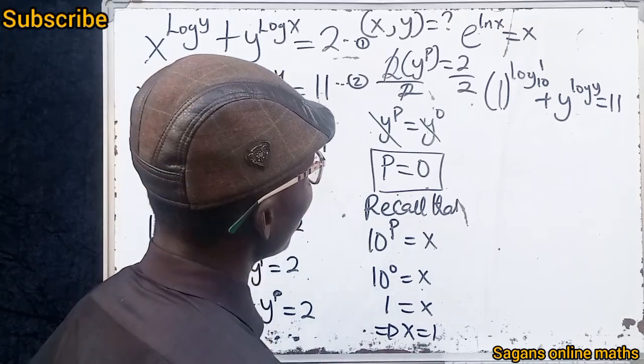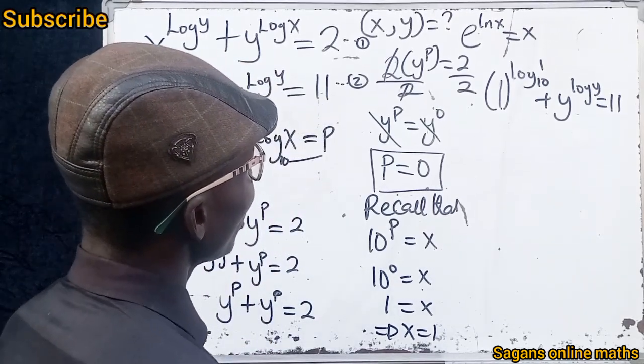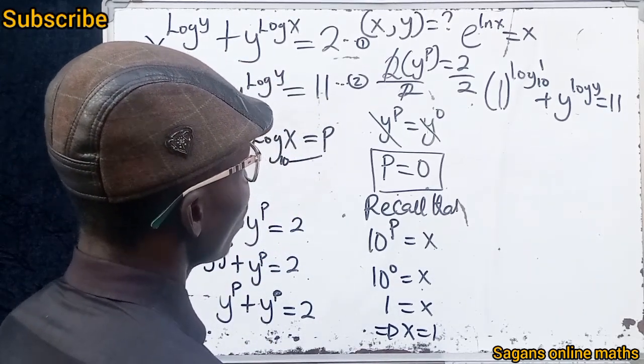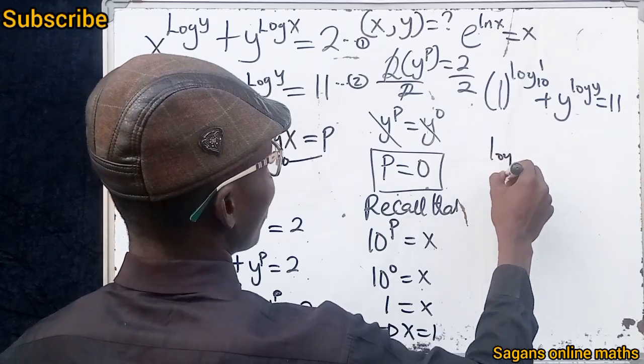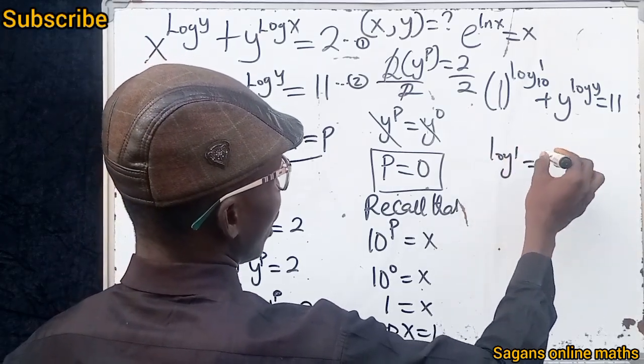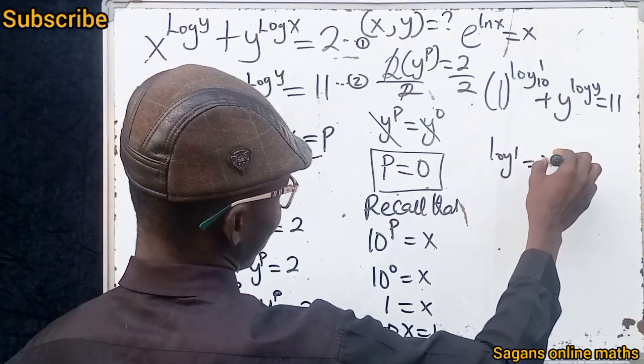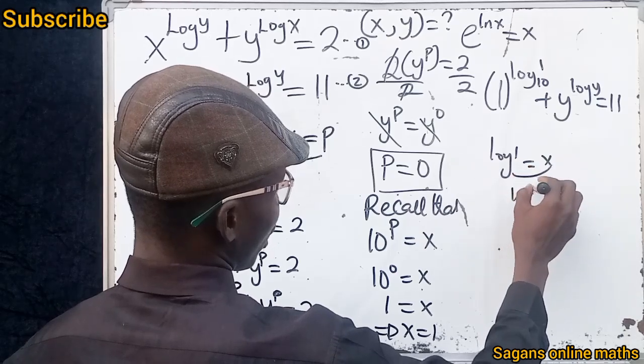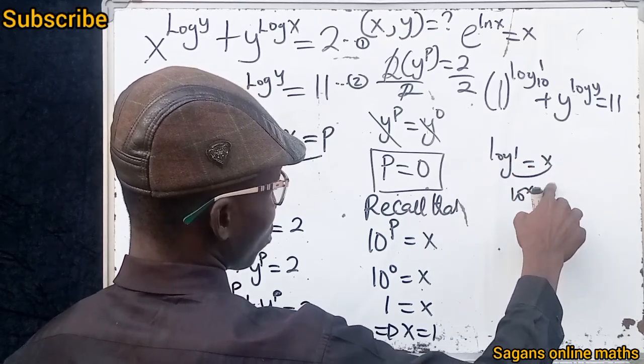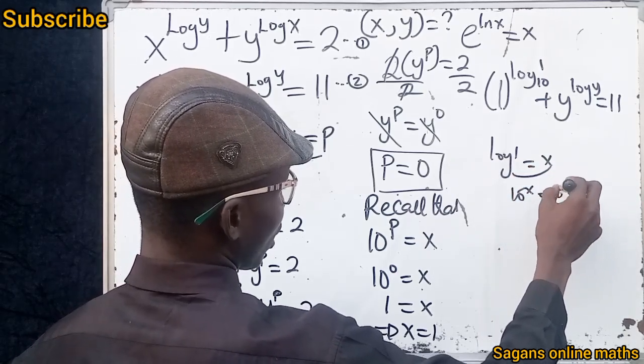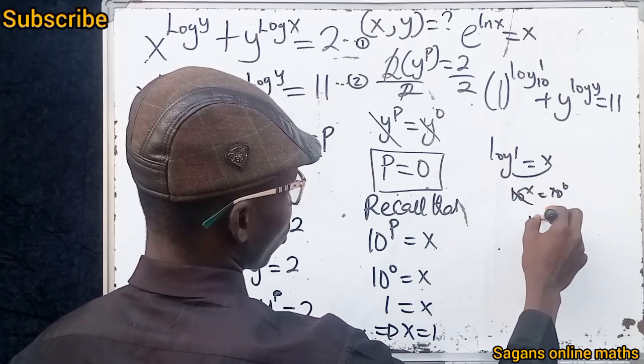Now what are we going to do here? Let's think of what you can do here. Let's see log 1 base 10. Log 1 is equal to x, right? So this will be 10 raised to the power of s equals 1. So I can remove this 1 and write 10 raised to the power of 0, right? So this will cancel out this, so I have s equals 0.